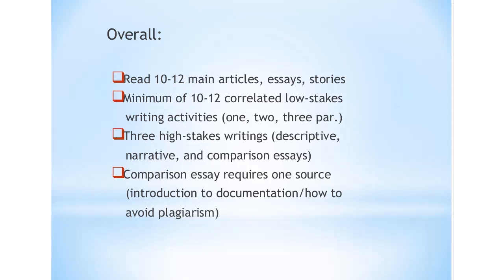Overall, in each course we read 10 to 12 main articles, essays, and stories. We do about the same number of correlated low-stakes writing activities: 1 paragraph, 2 paragraph, 3 paragraph, summaries, responses, those kinds of things. There will be 3 high-stakes writing, formal essays: descriptive, narrative, and comparison. And for the comparison essay in DRE 97, we do require 1 source, and at that point we're giving them just a very basic introduction to documentation and how to avoid plagiarism without really going into the MLA.